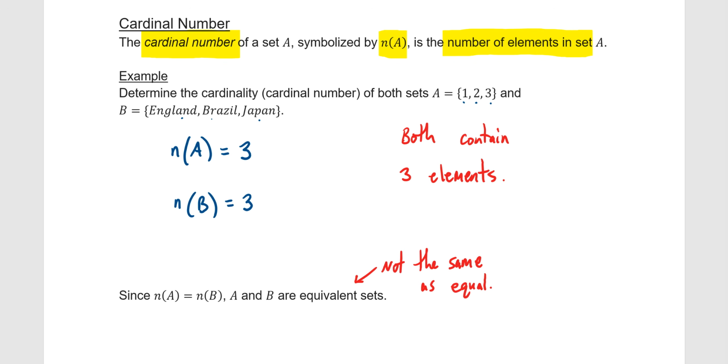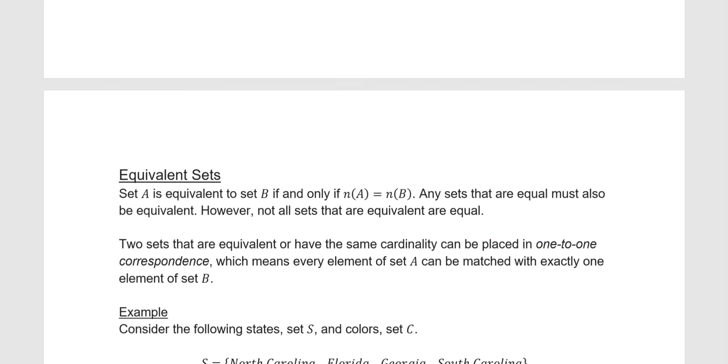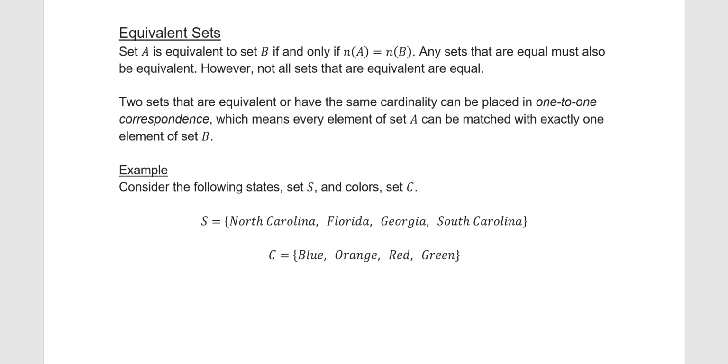So equal sets have to have the same exact elements. In turn, they will be equivalent. And equivalent sets just have to have the same number of elements. Okay, so let's formally define this here.